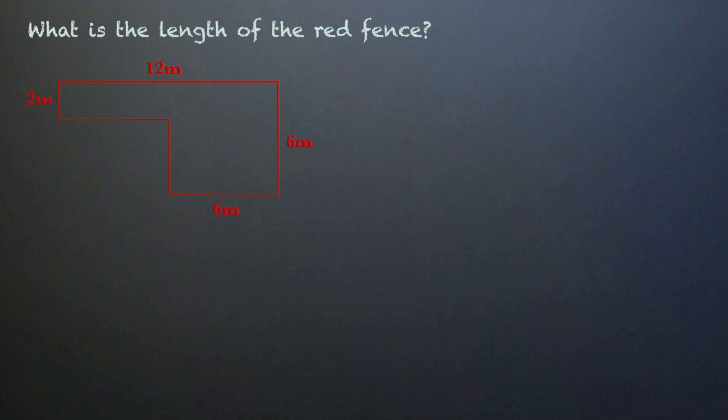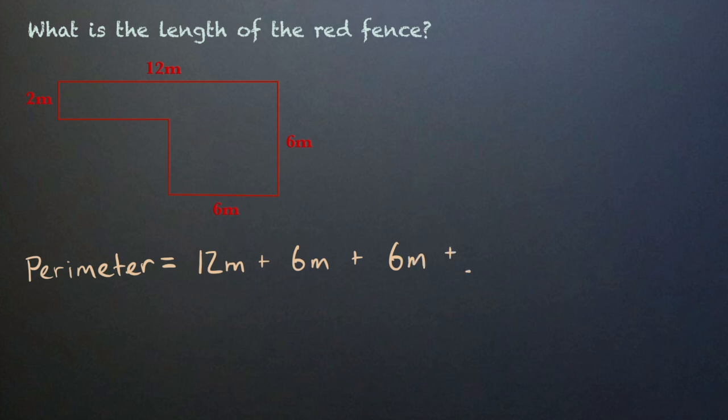We can see that this shape has 1, 2, 3, 4, 5, 6 edges, and the perimeter, since it's the whole distance around the outside, is going to be 12 meters plus 6 meters plus 6 meters plus don't know yet plus another don't know yet plus 2 meters.